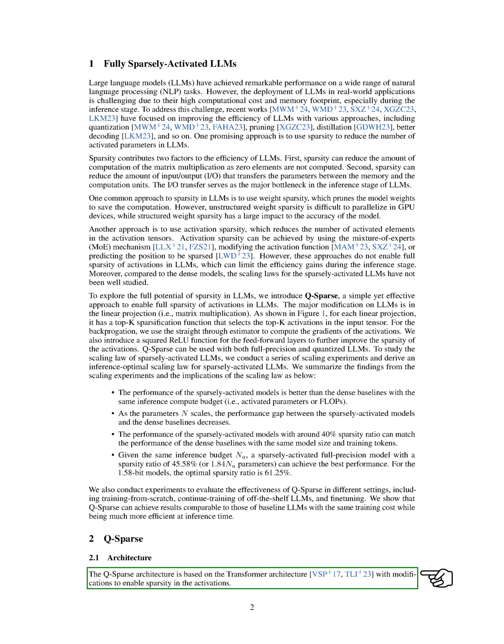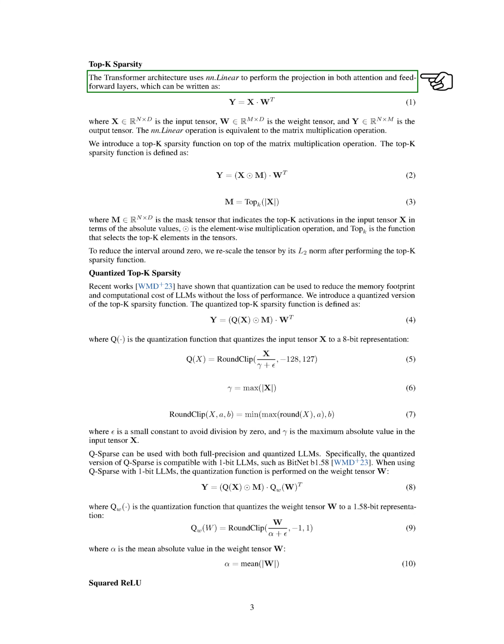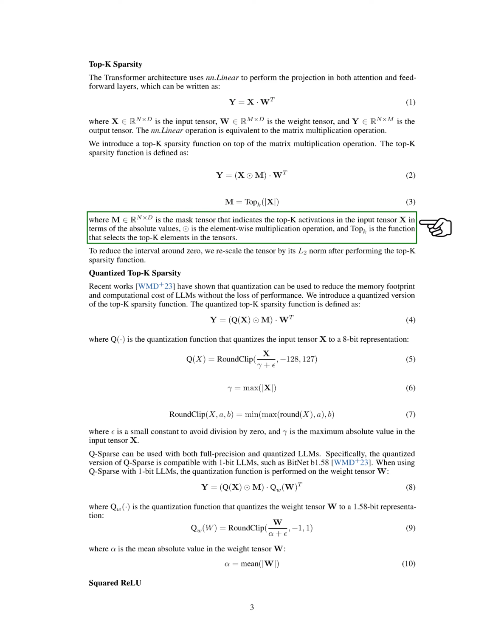Regarding the architecture of Q-Sparse, it is based on the transformer architecture, with modifications to facilitate activation sparsity. The transformer uses a linear operation to perform projections in both attention and feed-forward layers. We introduce a top K sparsity function that operates on this matrix multiplication. This function identifies the top K activations in the input tensor based on their absolute values. To further refine the results, we rescale the tensor by its L2 norm after applying the top K sparsity function.